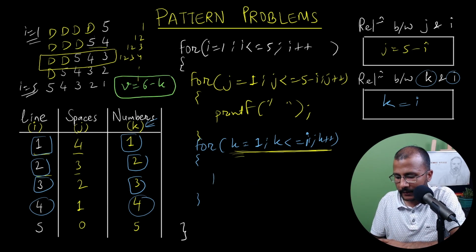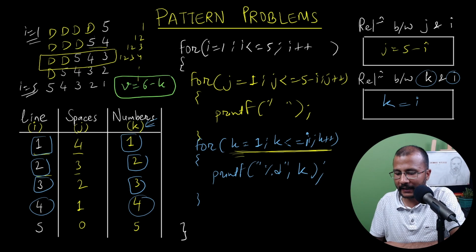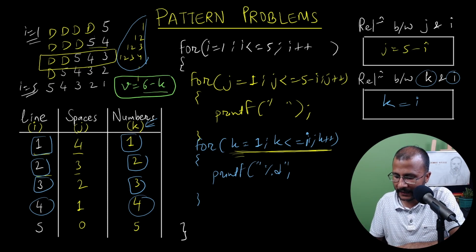So here I'll write printf. What I need to display is %d, and here I'll not write k. If I write k, I'll get this pattern. I don't want this pattern. So here instead of k, we have already noted down, we need to display what? 6 minus k. 6 minus k. If I write this, it will make sure that it will display 5 whenever i equals 1.